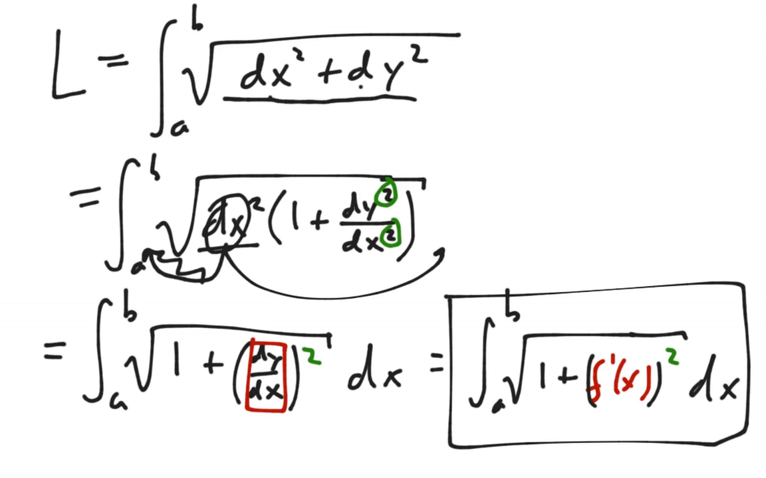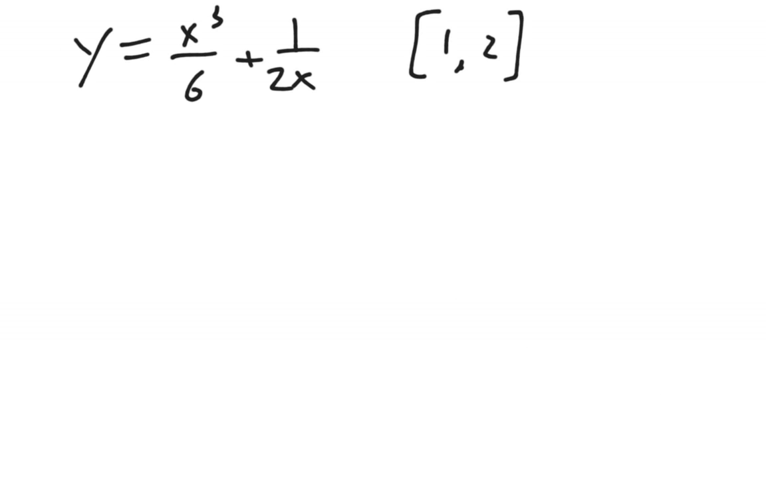Let's look at some examples of just setting up the integral, and then we'll worry about how to evaluate them later in class. Let's say that we have the function y equals x cubed over 6 plus 1 over 2x, and we want to find the arc length from 1 to 2.